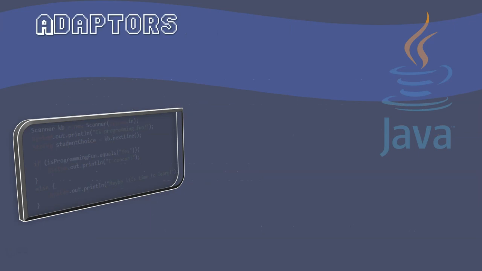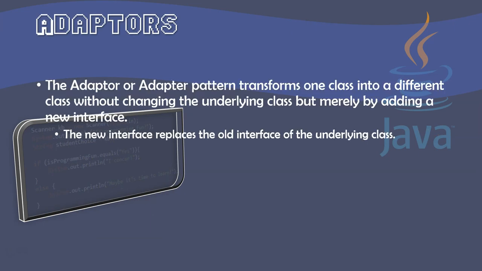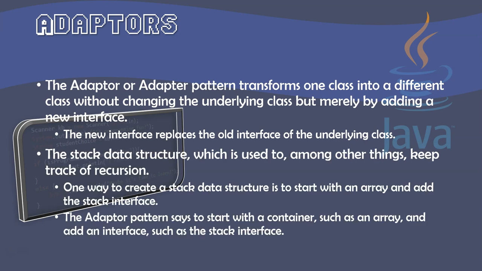Now this is going to lead us next to something known as an adapter. The adapter pattern allows us to transform one class into a different class without changing the underlying class, but merely by adding a new interface. The new interface therefore replaces the old interface of the underlying class. We see this, for example, in the stack data structure, which is used, among other things, to keep track of recursion. One way to keep a stack data structure is to start with an array and add the stack interface. An adapter says, start with a container, such as an array, and then add an interface, such as the stack interface.